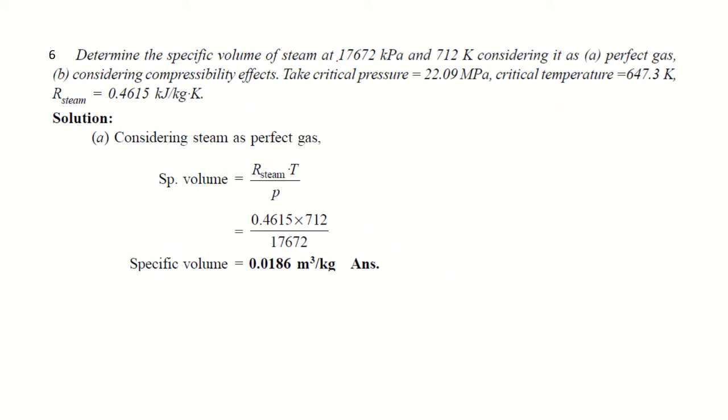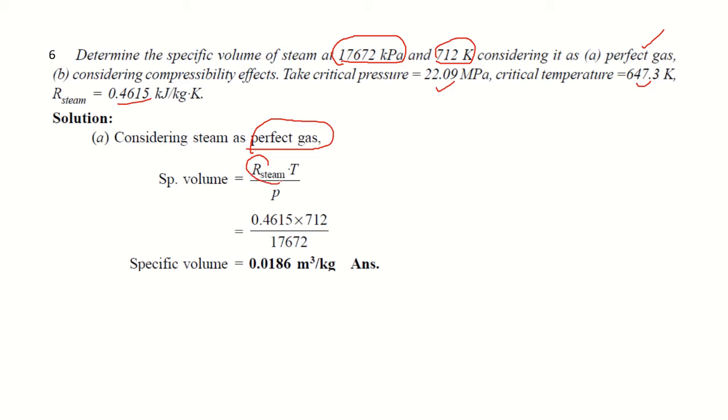Determine the specific volume of steam at the given pressure in kilopascal and 712 K. Again, first consider it as a perfect gas, and then considering compressibility effects. Critical pressure and temperature are given, steam is given. Okay, let us consider it as perfect gas. We have to determine the volume. PV equals RT.